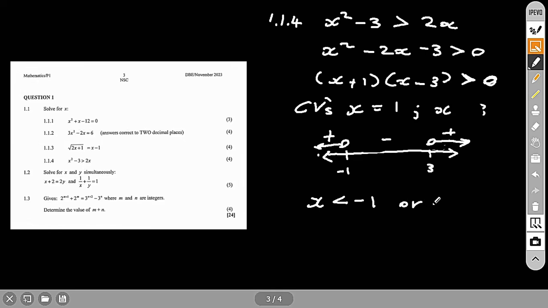The reason we use "or" is because it's not joined. It's not joined because of the negative. If it was plus, we would use this first, and we would use "and" instead of "or". So because it's not joined, we use "or". To get a positive, we said x must be greater than 3. So if you have done this, it gets all the 4 marks.